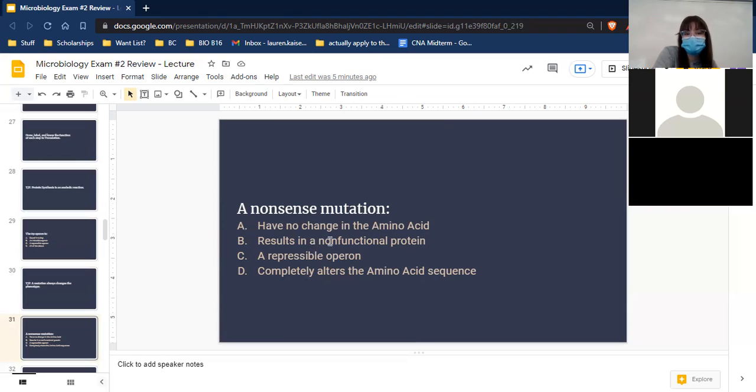So yes, this results in a non-functional protein. I'm pretty sure you guys saw this one said a repressible operon, no way, has no change in the amino acid. I thought we were just talking about how it always changes the genotype and completely alters the amino acid sequence. So if you guys are between something, it was probably these two, but it results in a non-functional protein, because what does a nonsense mutation do? Do you guys know that bit of it? What does it specifically do?